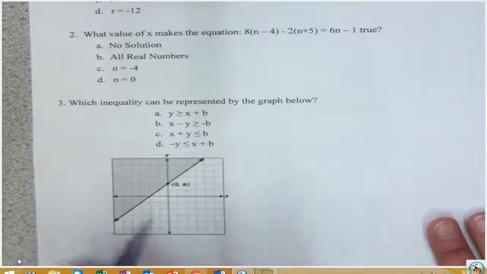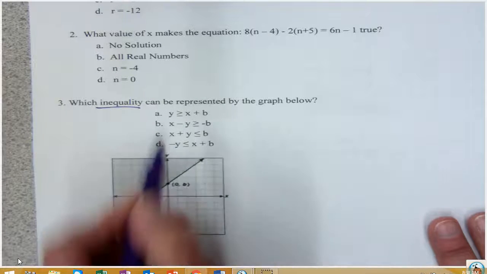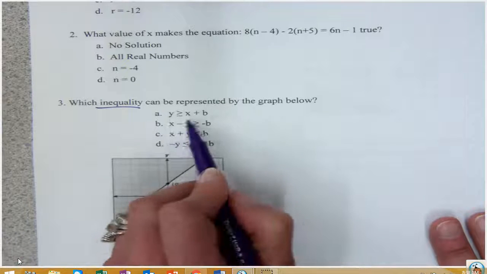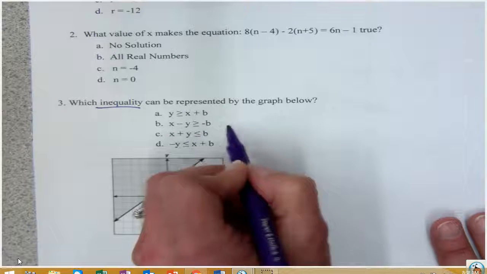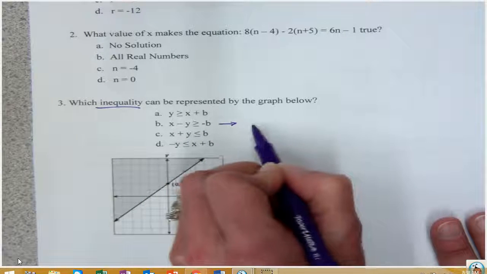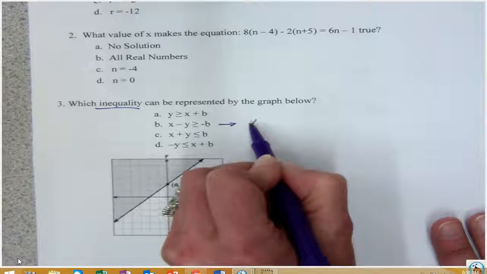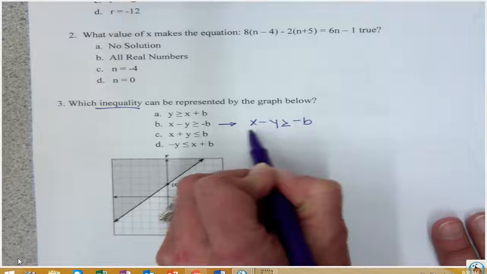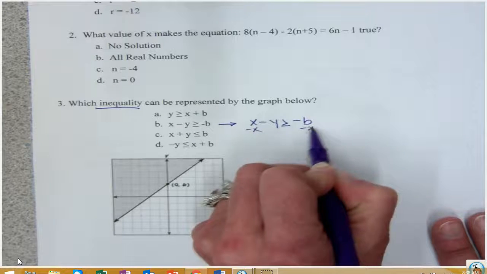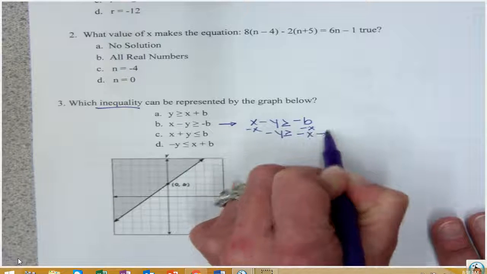I do want to go through these. Here's this last one, I'm going to do this last one. Which inequality can be represented by the graph below? Here we have y is greater than x plus b. So these we need to change into y-intercept form. So if we change this, x minus y greater than or equal to negative b, I'm going to move my x, negative y greater than or equal to negative x minus b.